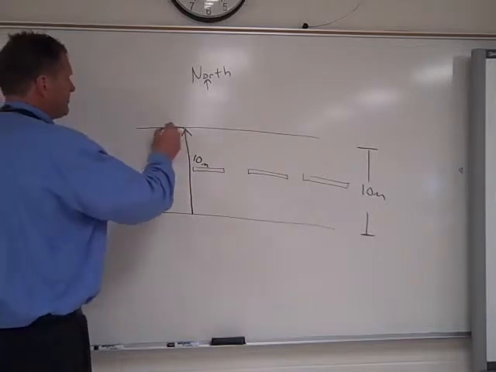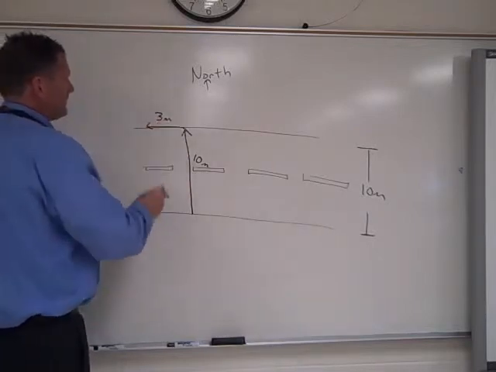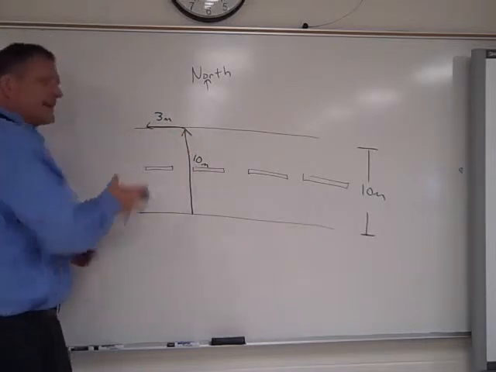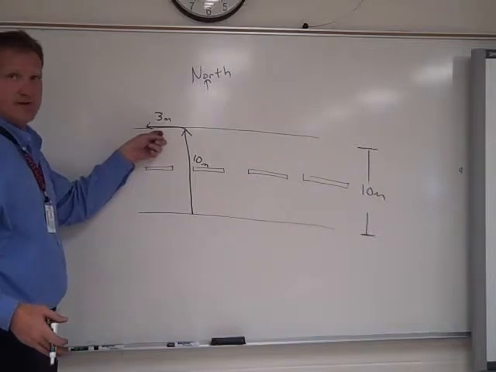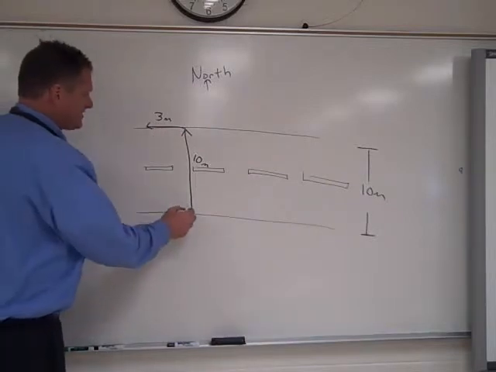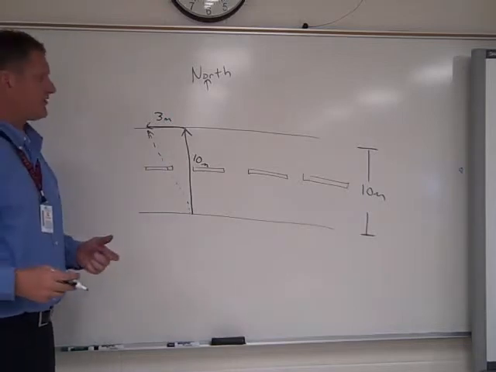And then let's say the person traveled west 3 meters. These fit exactly with the map. So you can tell this person crossed the street and moved 3 meters to the west. And you can find his total displacement using the Pythagorean theorem.